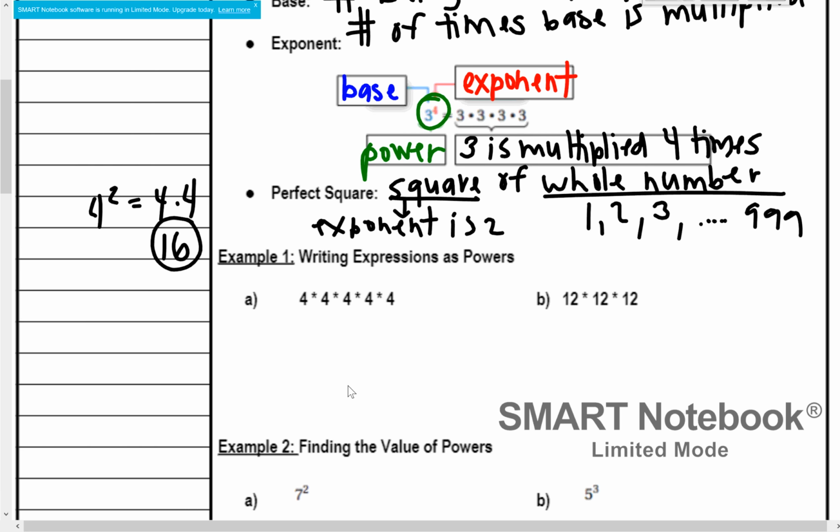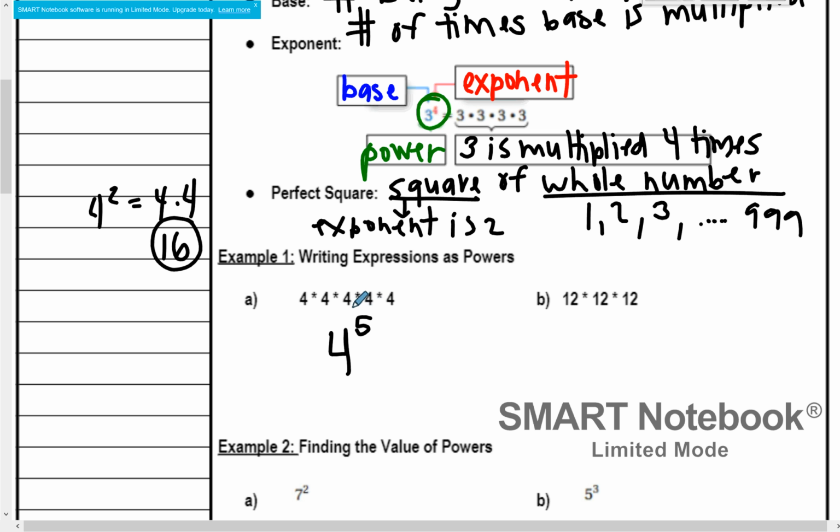Before we move on to those perfect squares, though, we're just going to write expressions as powers. If we're given the expression 4 times 4 times 4 times 4 times 4, we can simplify it by writing a power. The base is the number that's being multiplied, so in this problem it's 4. That's our big number, our base. Our exponent, the small number we write up in the top right-hand corner, is how many times we're multiplying 4. So we have 1, 2, 3, 4, 5. So this could be written as a power, 4 to the fifth.